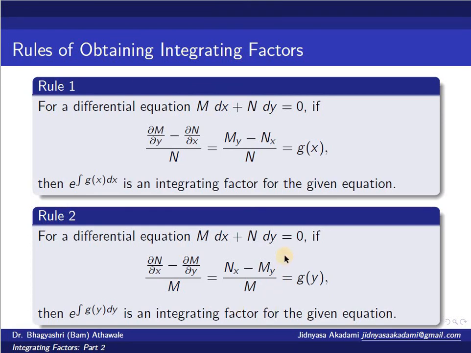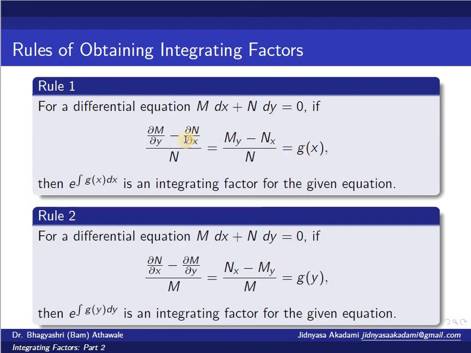Keep in mind one thing, that we have already seen the idea behind these rules, but that is not the proof of rule 1 or rule 2. In fact, if you want to prove rule 1, you have to multiply e raised to integration gx dx with this equation and show that it is exact, where your gx is this. And proofs of both these rules are explained in detail in another video, so you can check the proofs in that video.